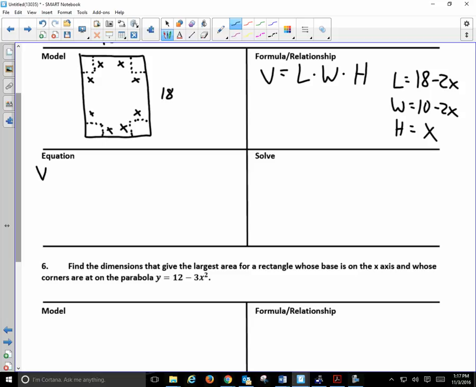So the volume in terms of x, our variable, is going to be x times (18 minus 2x) times (10 minus 2x). What degree equation am I going to come up with? Yep, cubic, so third degree. So let's multiply this out, come up with a polynomial, and we will have some fun. All right, I got 18 times 10. Distribute the x. I got 180x.